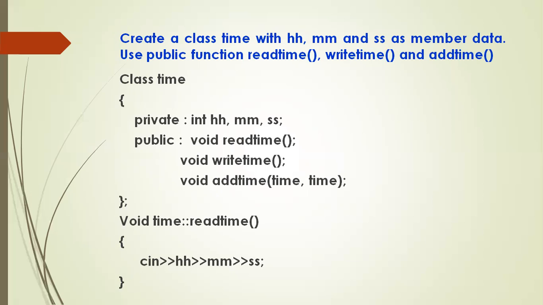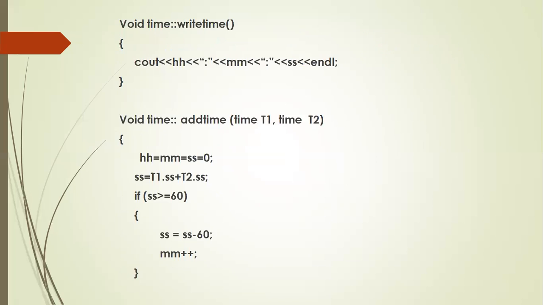The purpose of read time is to input the values for HH, MM, SS. So cin HH, MM, SS. Second function, return type is void, class name time, and the function name is write time. So cout HH, then within double quotes a colon, then within double quotes again a colon, and SS, and endl. Next, just similar to the previous example, in the case of add complex, return type is void.